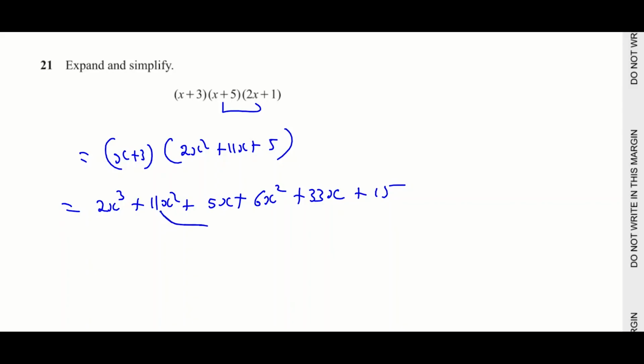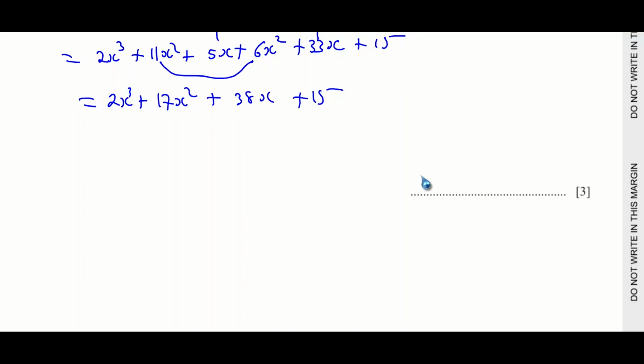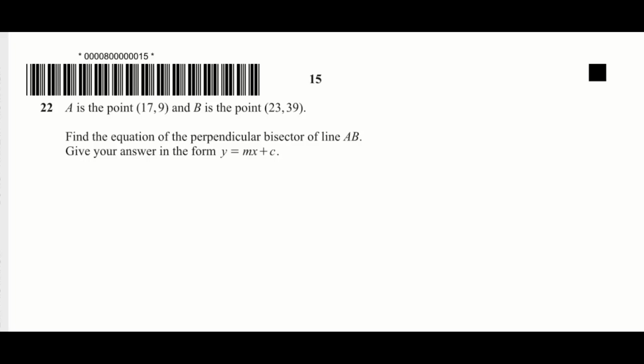So this and this give us 17x squared. So you have 2x cubed plus 17x squared. Then this and this will give us 38x, then plus 15. So that will be the final answer. We have 2x cubed plus 17x squared plus 38x plus 15. So let's go to the next question. This will be question 22.